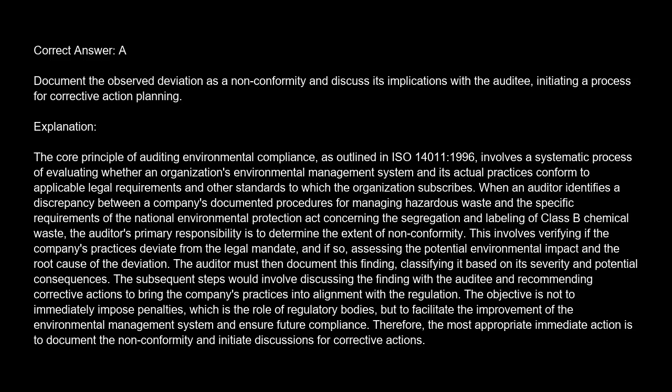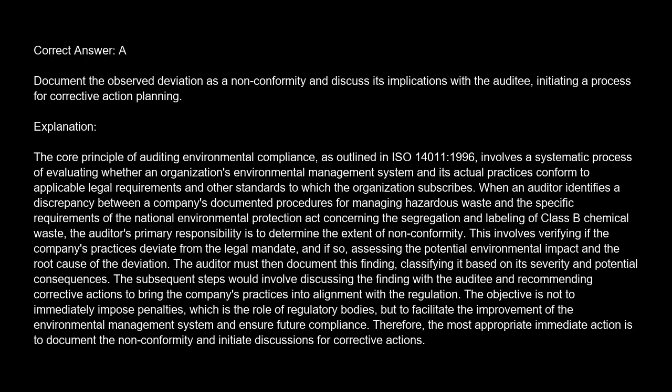which the organization subscribes. When an auditor identifies a discrepancy between a company's documented procedures for managing hazardous waste and the specific requirements of the National Environmental Protection Act concerning the segregation and labeling of Class B chemical waste, the auditor's primary responsibility is to determine the extent of nonconformity. This involves verifying if the company's practices deviate from the legal mandate, and if so, assessing the potential environmental impact and the root cause of the deviation.